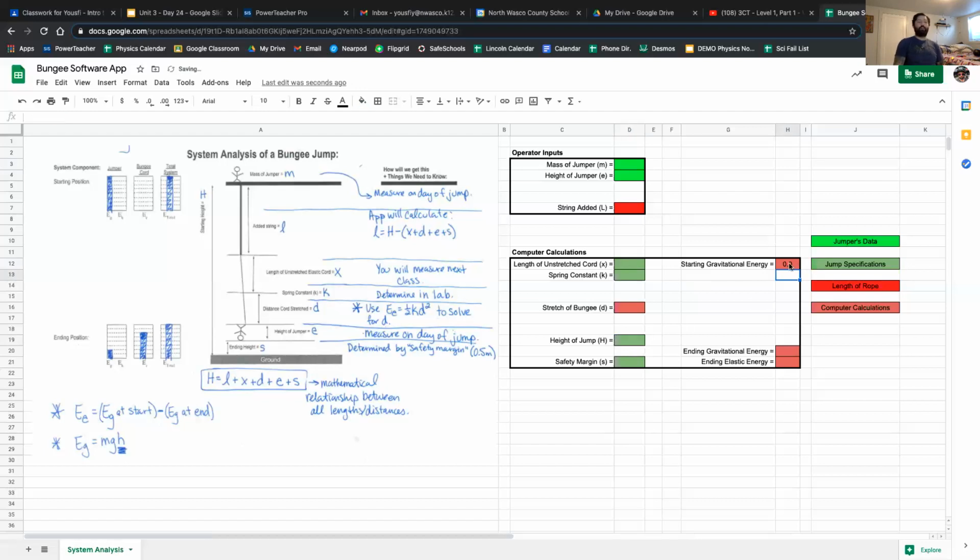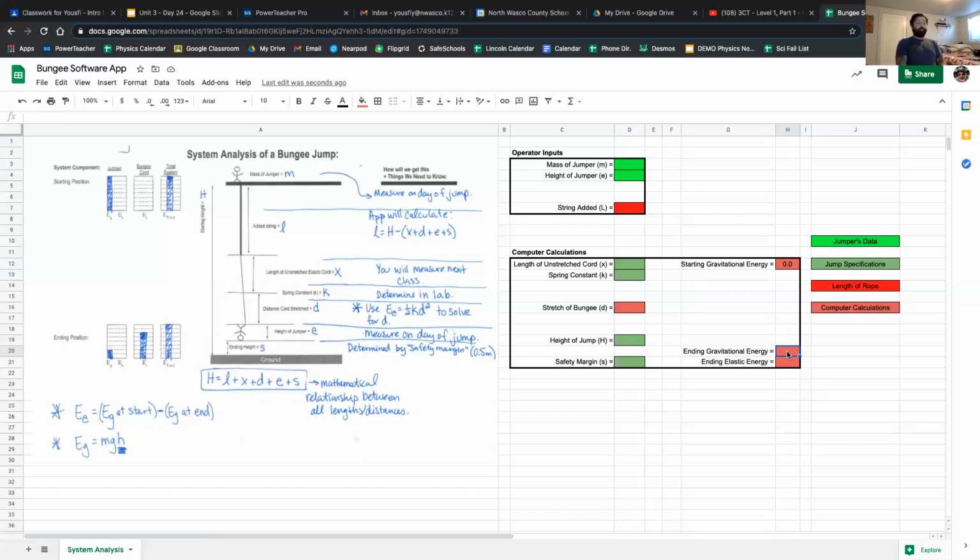And you'll see that 0.0 shows up because we don't have anything in the height of the jump yet or the mass of the jumper. So it's thinking that there's nothing there and places a 0 in there. That's why we're getting a 0 here. All right, so there's our first calculation.